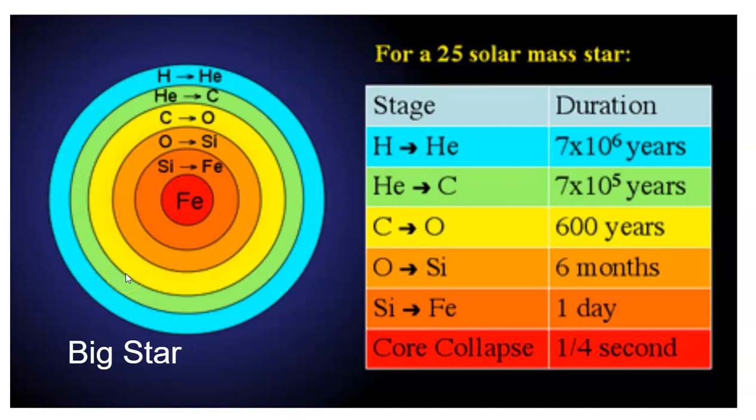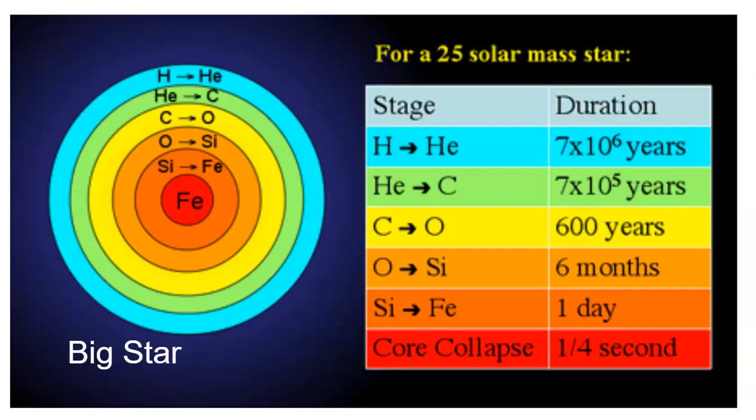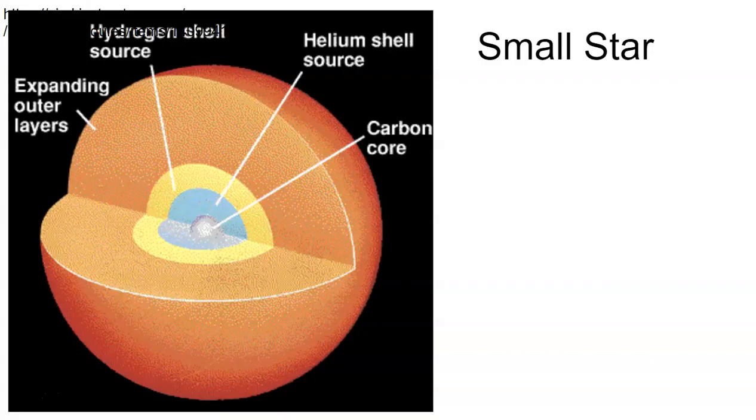Okay. This is a small star. So there's a big difference in looks. So the one that looks like an onion and has layers like Shrek does, that one is always going to be a bigger star. And you should be able to key in on that if there's like a test question, and know that it's always going to be a big star, like multiple masses of our sun, if it has iron in its core.